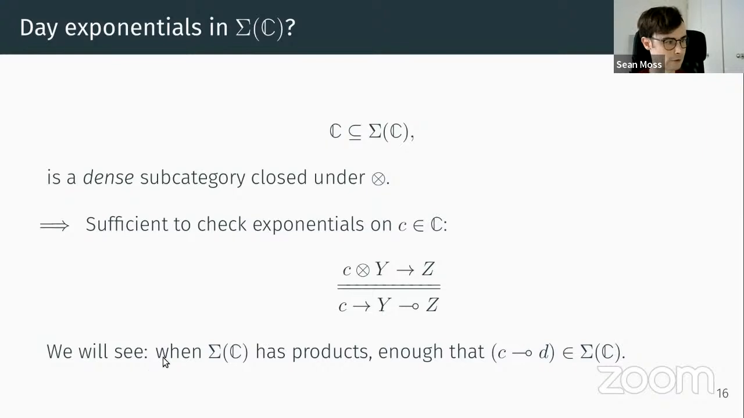Okay. And now we're going to see that when sigma C has products, then it is monoidal closed for the Day tensor, provided that you have the exponentials for just the representable objects.